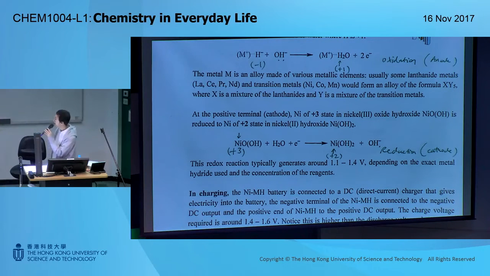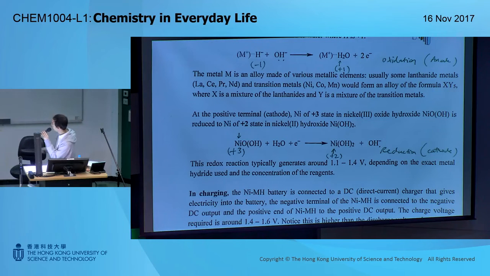So this is the spontaneous direction in discharge. The hydride is oxidized, the nickel is reduced. The common feature for these rechargeable batteries is that we go from a higher oxidation state of a transition metal to a lower oxidation state. Usually here we find nickel going from +3 to +2. We'll also see other cases where a transition metal changes from a higher oxidation state to a lower oxidation state. So this redox reaction generates around 1.1 to 1.4 volts of electricity.